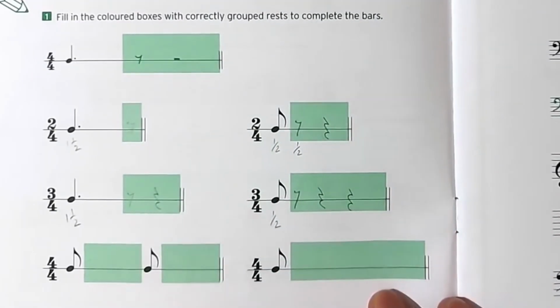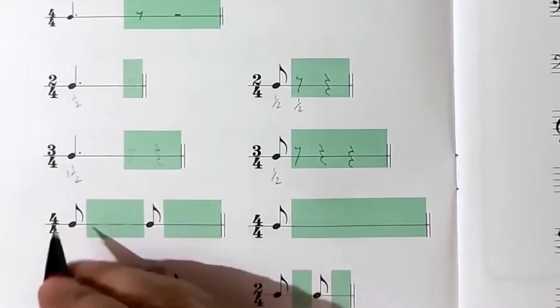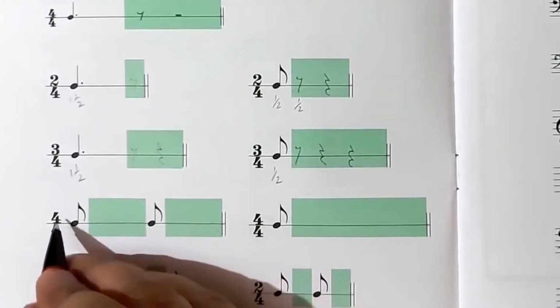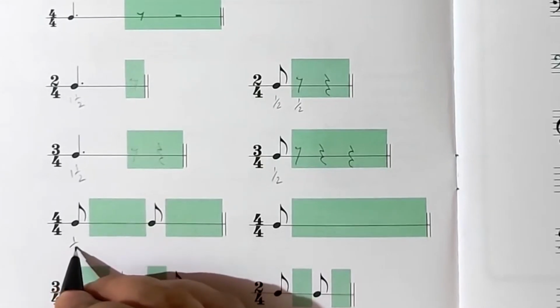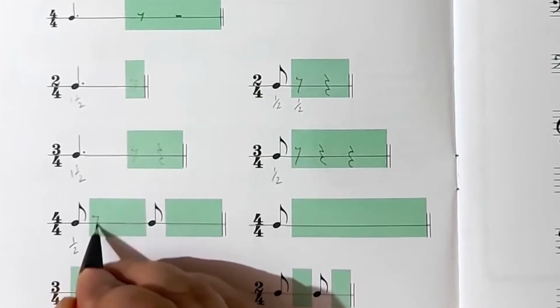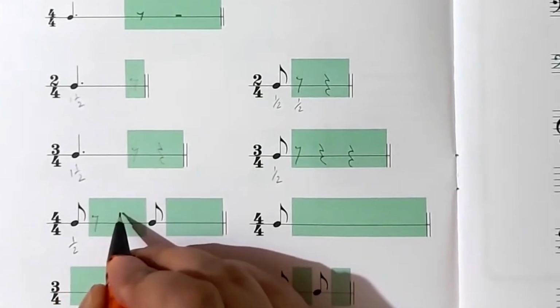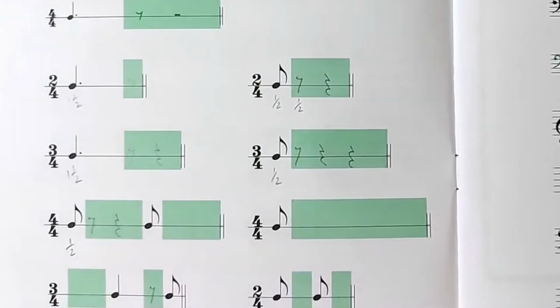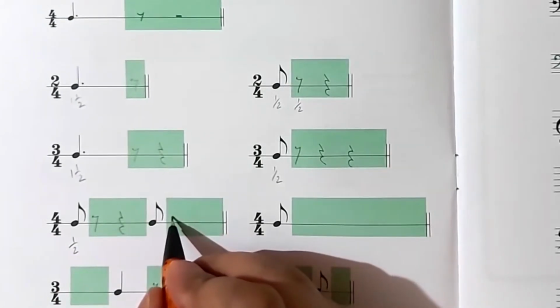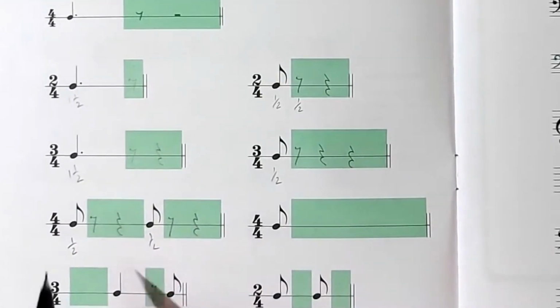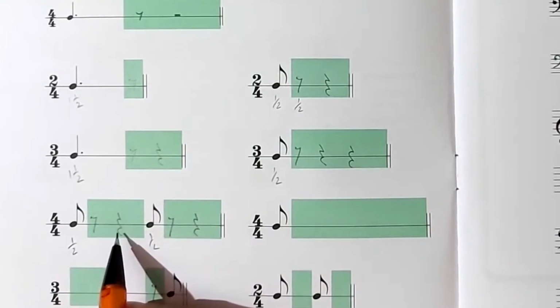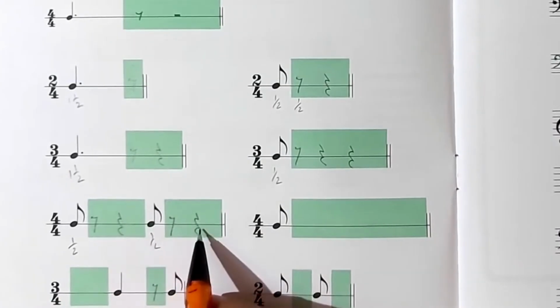Okay, let's move on to the next one. 4/4, so we need 4 crotchet beats. They have given us half, so first we complete this with the half, that makes 1. Then we need 1 crotchet beat, that makes 2. Half, let's complete this with the half, and then 1 crotchet beat, so that makes 4. So these two make 1, these two make 1, and then 1.